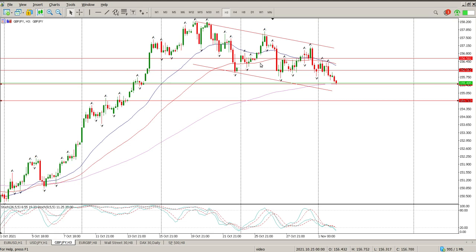It's been a strong move. This is a consolidation with the flag. I'm looking for structure, and once we have the structure, we're looking for a move to the upside.